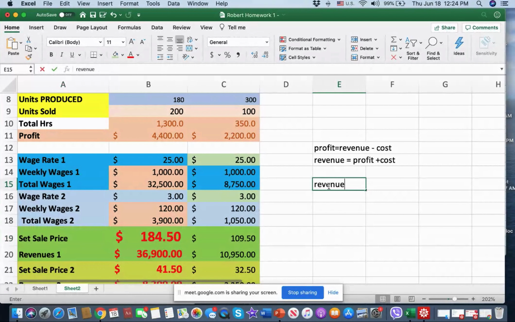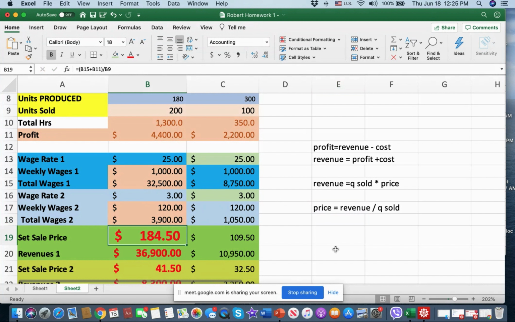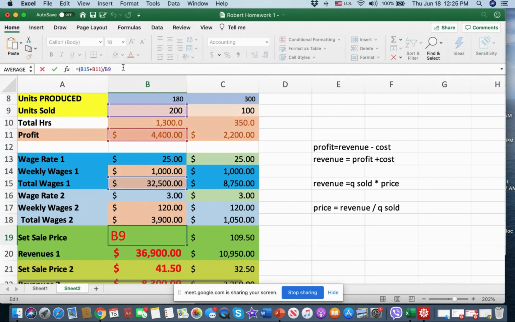And revenue is the quantity sold multiplied by a price. Yes. But what he wants to find here is the price. So the revenue is the quantity sold times price. Therefore, price is revenue divided by quantity sold. And these are the equations that he has. Is this clear? What is the price? Is this the correct calculation that you have?